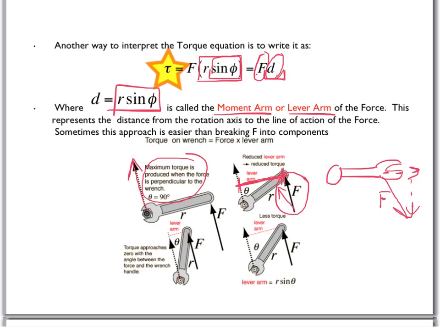As we get the angle to be even tighter, again, less and less of that force is contributing to the rotation, or you can think of it as a shorter and shorter lever arm. But instead, maximum torque is going to occur at a 90-degree angle.